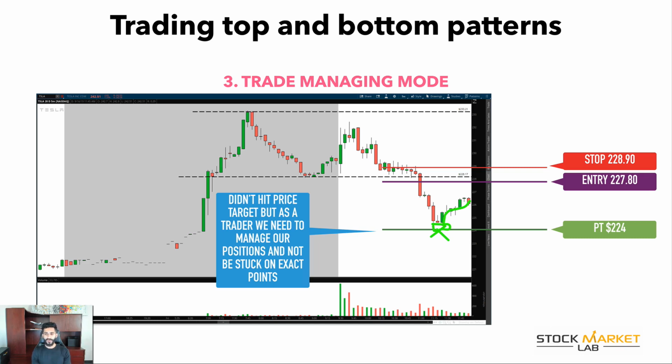You as a trader need to be able to recognize those moves, and recognizing them is extremely important because you don't want to be stuck on getting out at exactly 224. You're entering at 227.8 as a short position, and once it gets close to 224, you have to manage the trade and recognize that, okay, it looks weak. It looks like it's going to start going up, so I should take out profits or get out of my position at 224.4 instead of trying to sell exactly at my profit target.